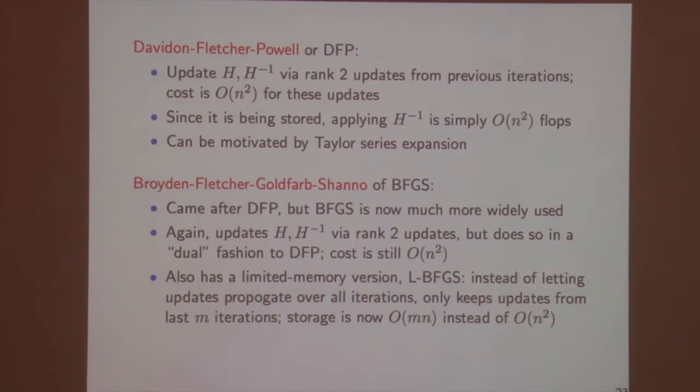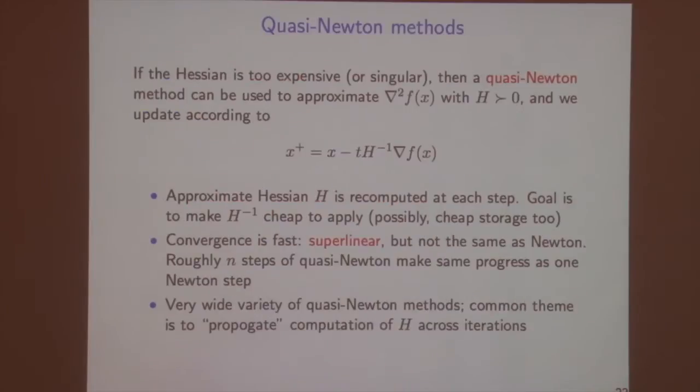OK, so maybe the main thing to remember is that there's an alternative to the Newton method called Quasi-Newton methods. Go look up BFGS if you're interested in learning more, or implementing it yourself. They approximate the Hessian by H, where H is something that's cheap to store, and also it's cheap to solve linear systems in H. Questions about Quasi-Newton methods?